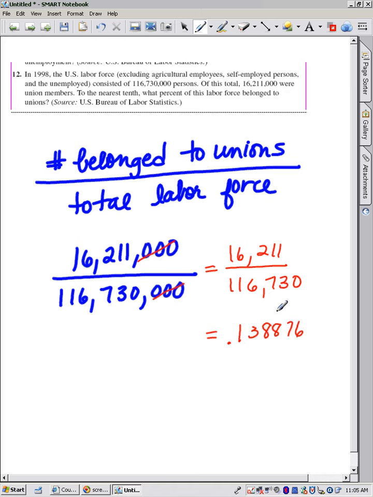And that will give us 0.138876 and so on. So it said to the nearest tenth, what percent of this labor force belonged to unions? Well, to convert this to a percentage, we're going to move the decimal point 2 places to the right. So this is equivalent to 13.8876%. Or round it to the nearest tenth, which is 1 decimal place. We're going to round up to be 13.9%.